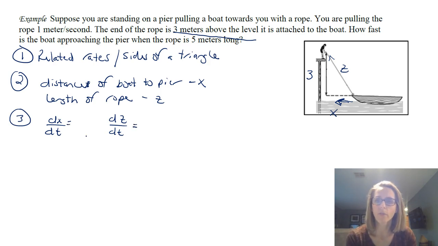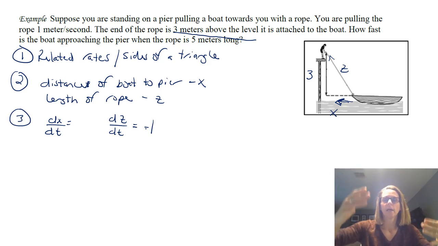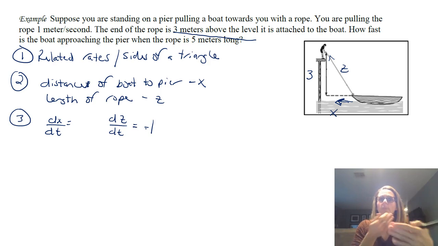Now, it tells us that we're pulling the rope 1 meter per second. So the important thing to see there is that that means that dz/dt is 1. But because as we pull, the rope is getting shorter, we want to recognize that that's a negative rate. If, say, we were letting the boat go and float away, that rope would actually be getting greater. And if that was 1 meter per second, then that would be a positive. So notice the difference between the triangle getting bigger or the triangle getting smaller.